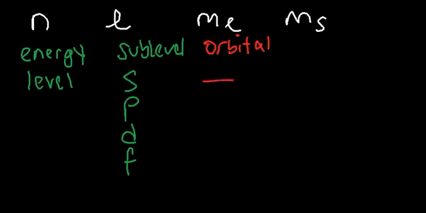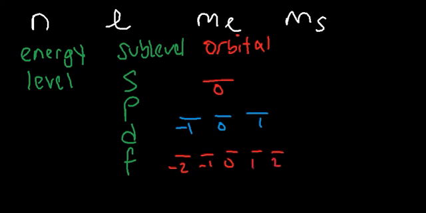S has one orbital, and it has a value of 0. P has 3 orbitals, and it has a value of -1, 0, and 1. D has 5 orbitals, which varies between -2 and 2. We're going to talk about that soon. MS represents the electron spin. Inside an orbital, you can have an up arrow, which stands for +1/2, or you can have a down arrow, which has an electron spin of -1/2.